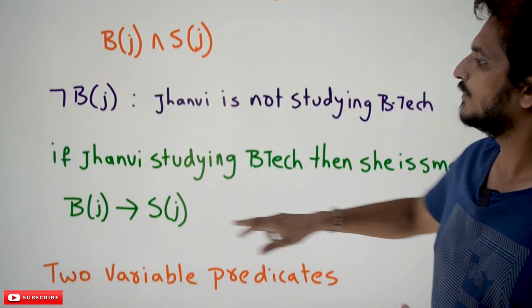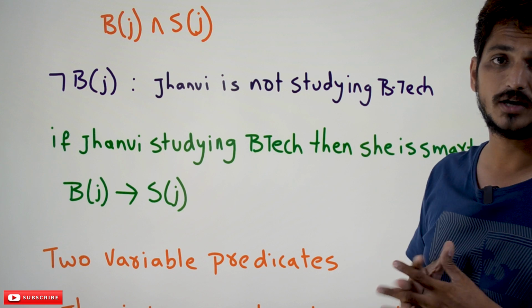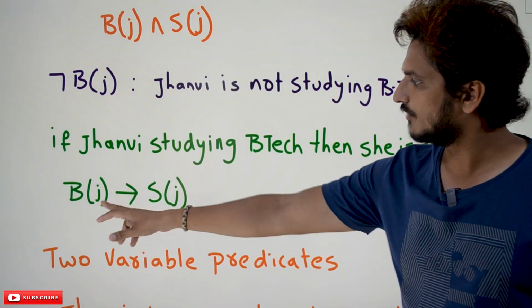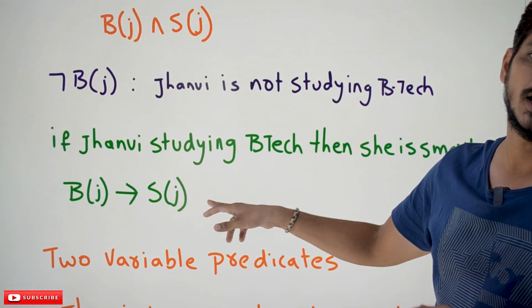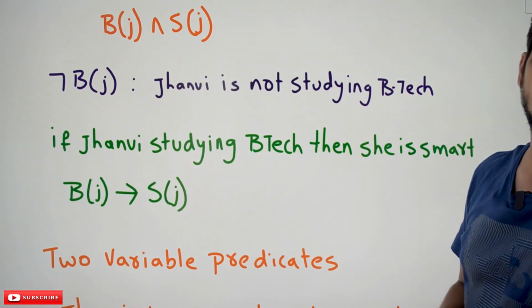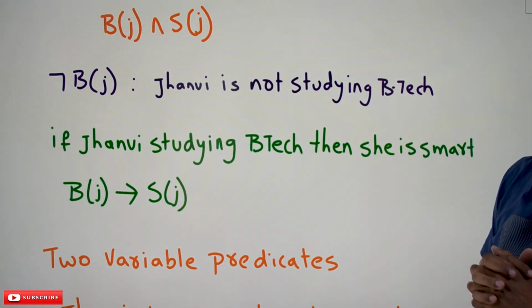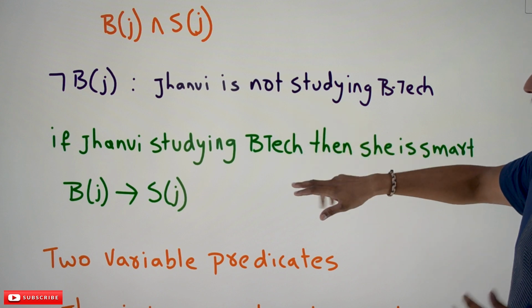Now take one more example. If Jhanvi is studying BTech, then she is smart. How are we going to write this statement? B of J implies S of J. If Jhanvi is studying BTech, then S of J. S of J means she is smart. So this is how we write the predicate logic examples.